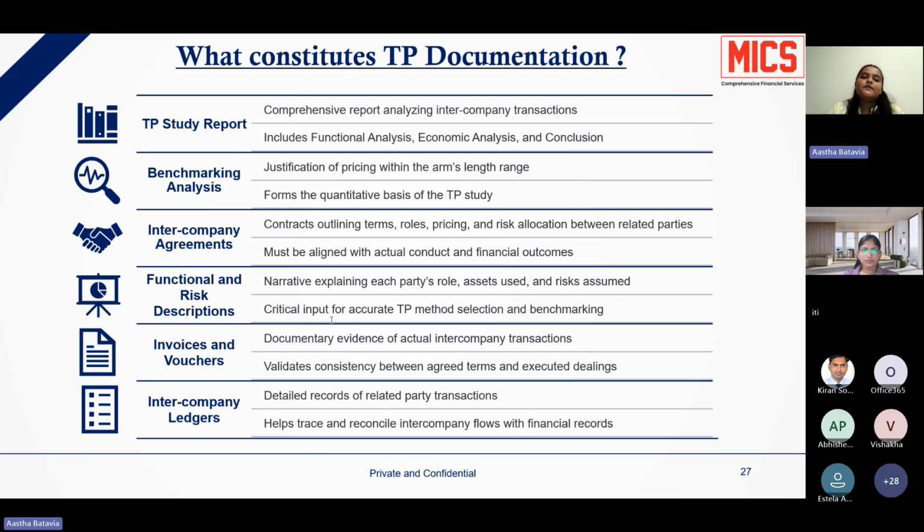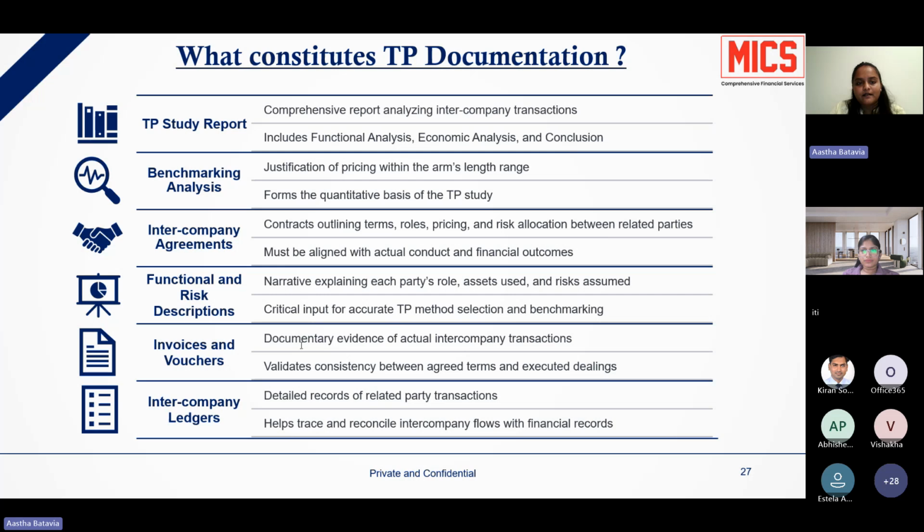Now let's say invoices and vouchers. Why are they important? These are proof points. It is the evidence that transactions actually happened, and they will validate the consistency between the agreed terms and what was actually executed. It will show the reconciliation between the intercompany agreement, that is the policy document that you have in place, and the transactions that you are actually incurring. It will serve as a foundation for the ledger entries and ledger analysis.